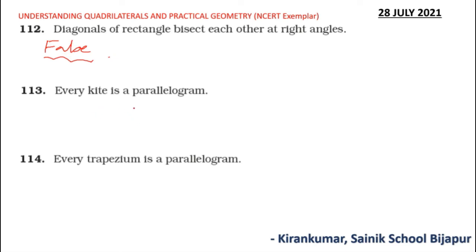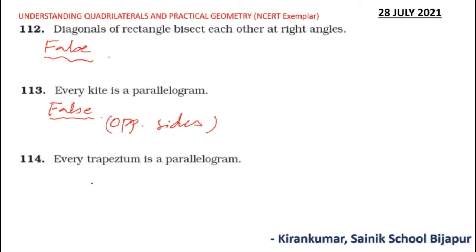Every kite is a parallelogram. This statement is also a false statement because the opposite sides are not equal in the case of a kite. It is because of the opposite sides.